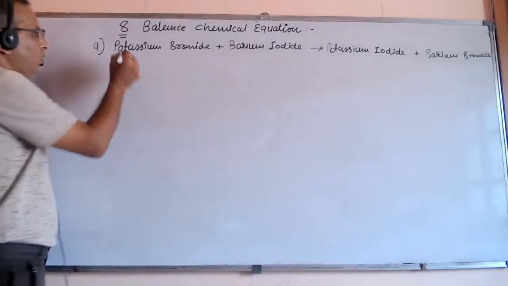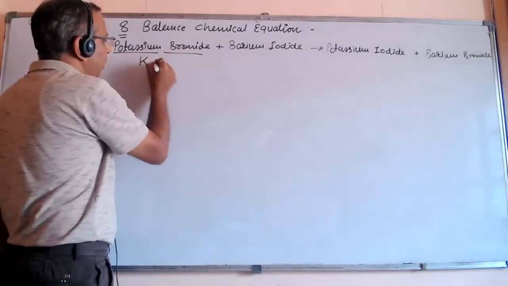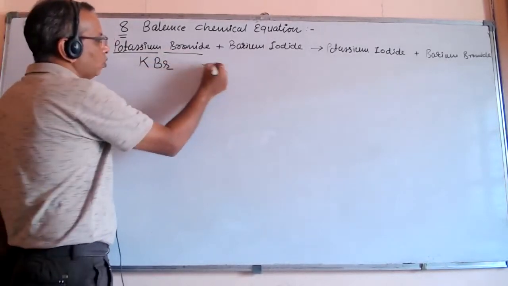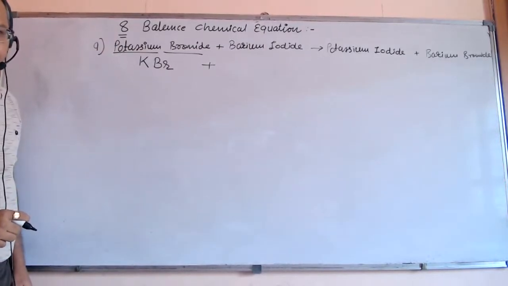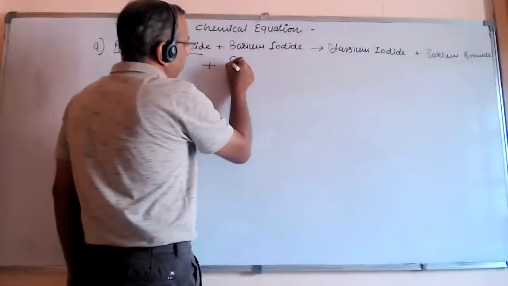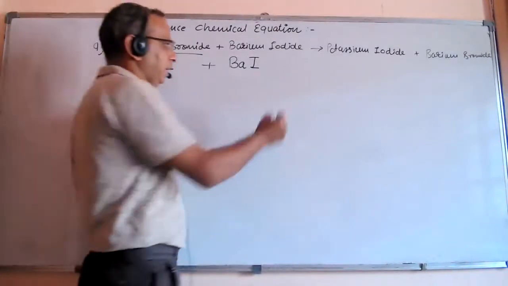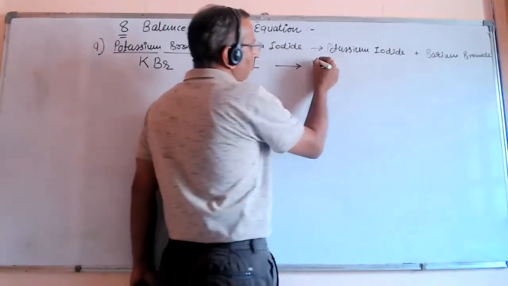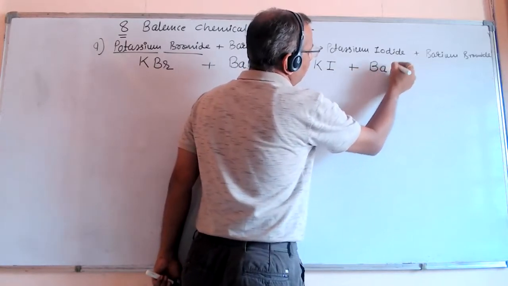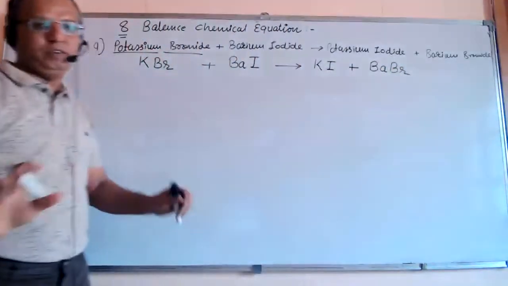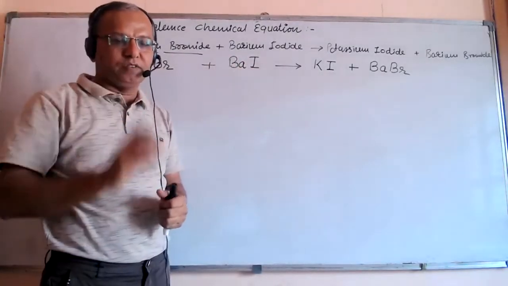Now, first of all, potassium, its symbol is K. Bromide, its symbol is Br. So KBr is the symbol of elements. Barium iodide, barium Ba, and symbol of iodine is I. Now arrow, potassium iodide KI. Once again barium bromide. So I have written one thing, symbol of all elements. That should be correct first.